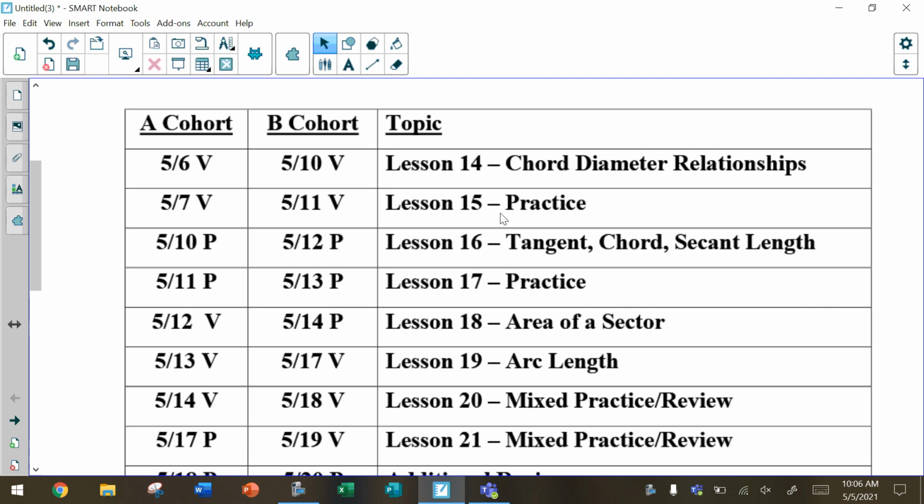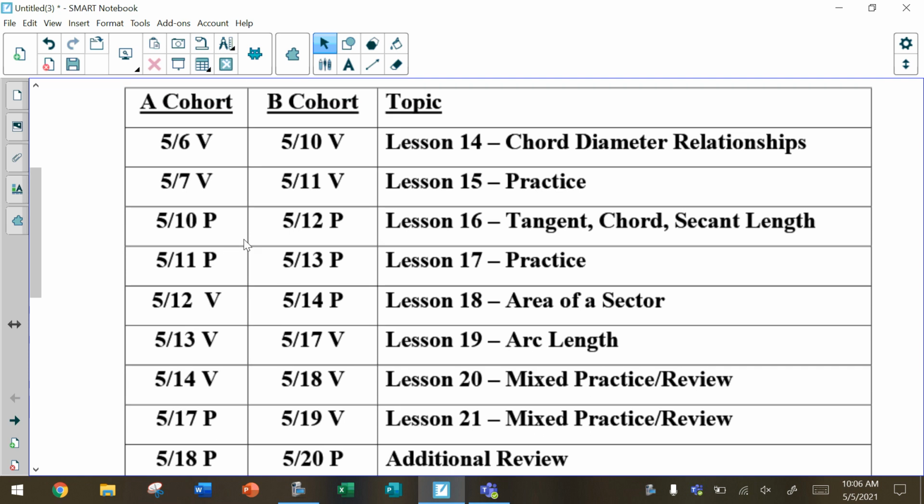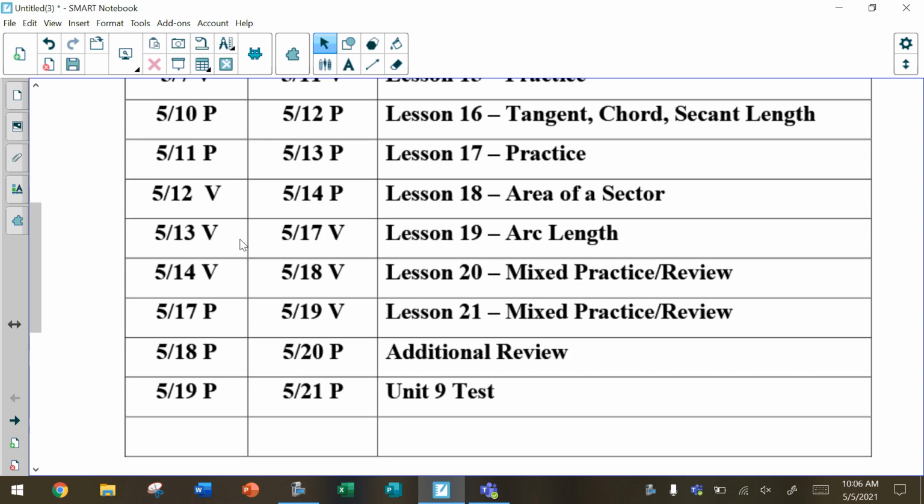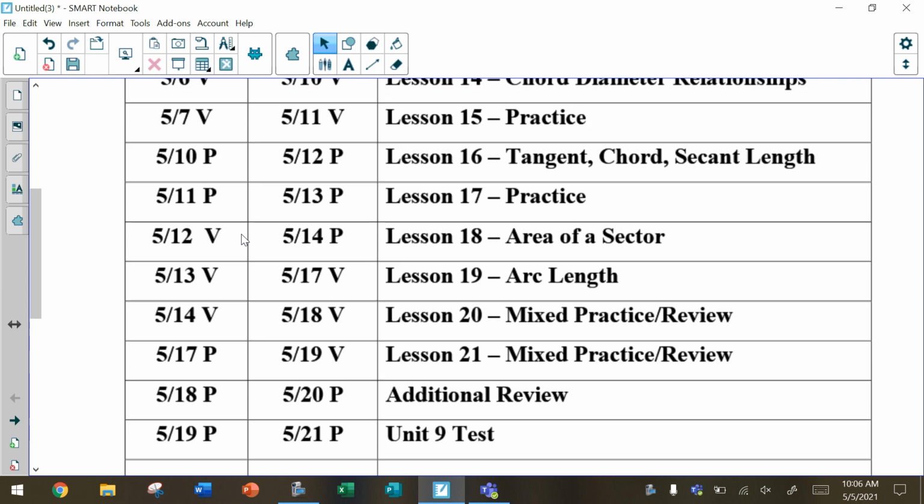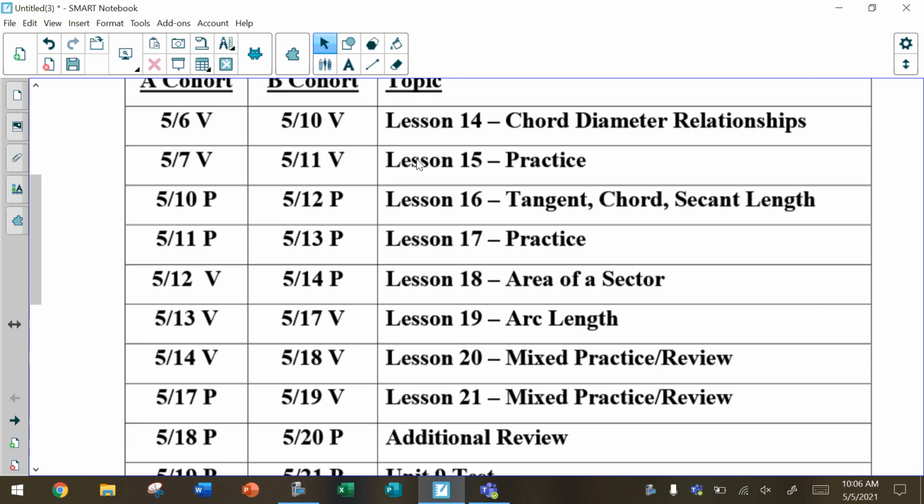So you can see if you scroll down the calendar here, Cohort A students, you will be having your Unit 9 comprehensive test on Wednesday the 19th. Cohort B students, you will be having your Unit 9 comprehensive test on Friday, May 21st. If you're ever absent or anything, you can see exactly what it is we're doing on those days.